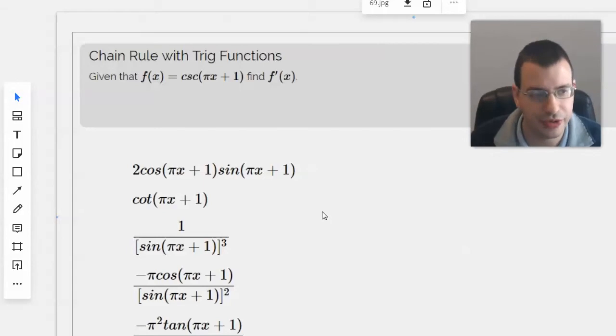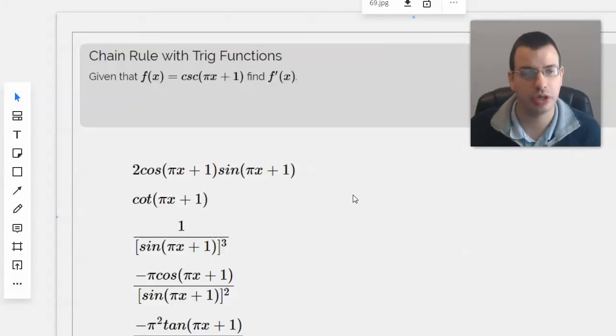Chain rule with trig functions. Given that f of x equals cosecant of pi x plus 1, find f prime of x.